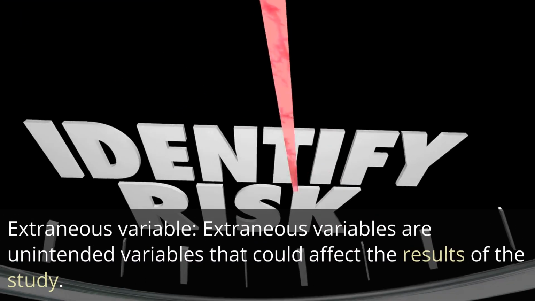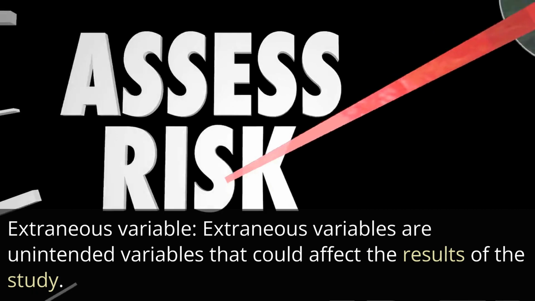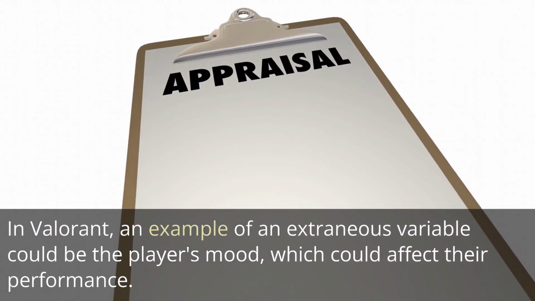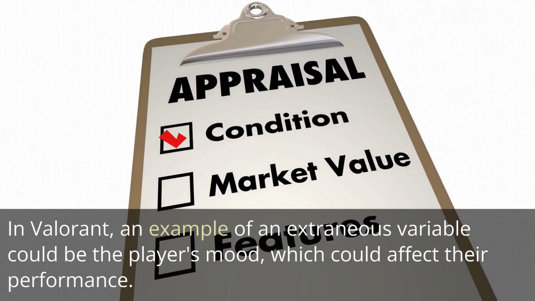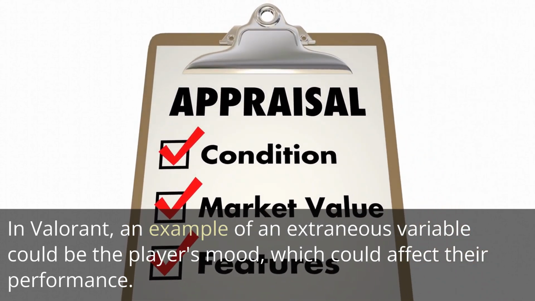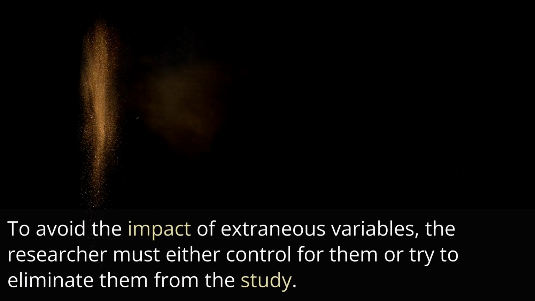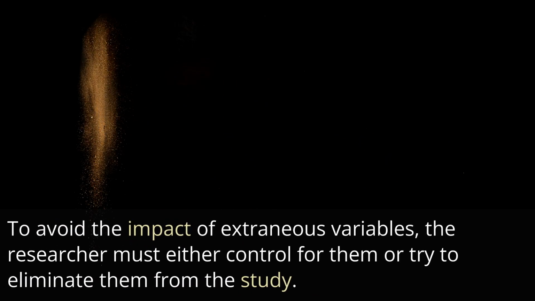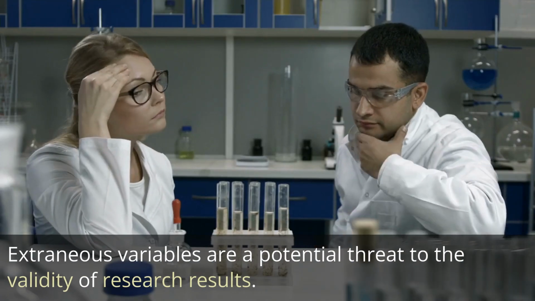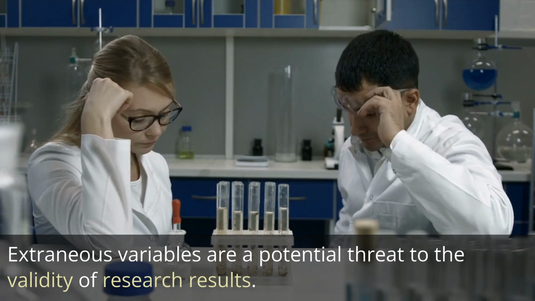Extraneous variable. Extraneous variables are unintended variables that could affect the results of the study. In Valorant, an example of an extraneous variable could be the player's mood, which could affect their performance. To avoid the impact of extraneous variables, the researcher must either control for them or try to eliminate them from the study. Extraneous variables are a potential threat to the validity of research results.